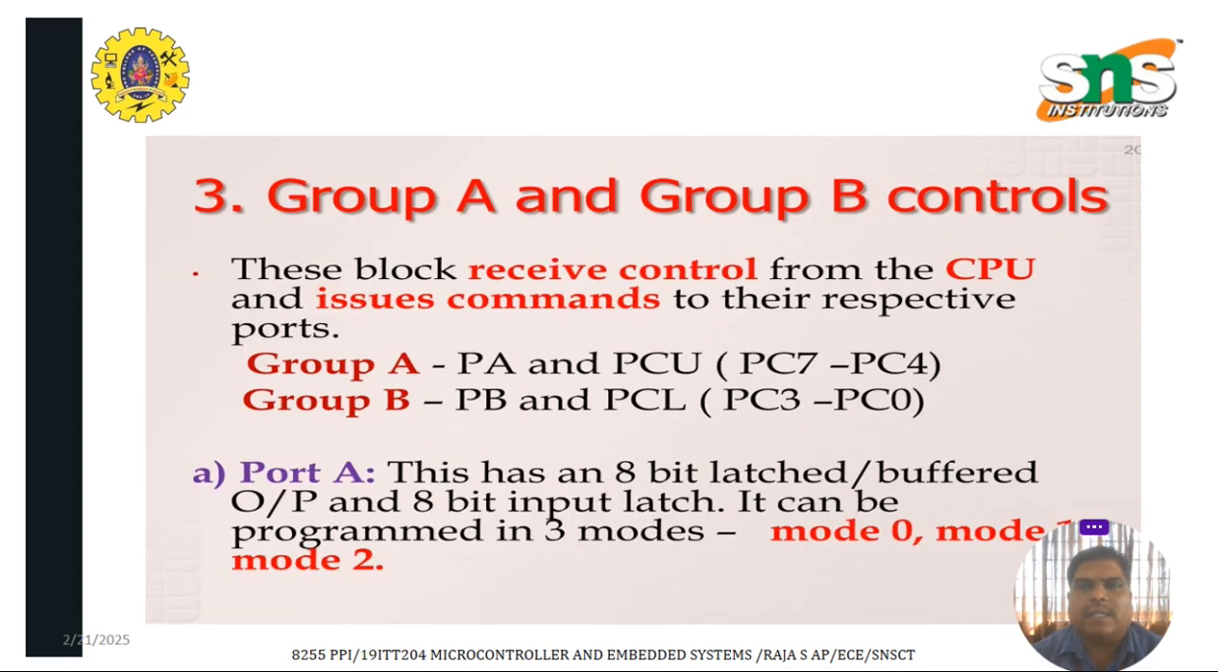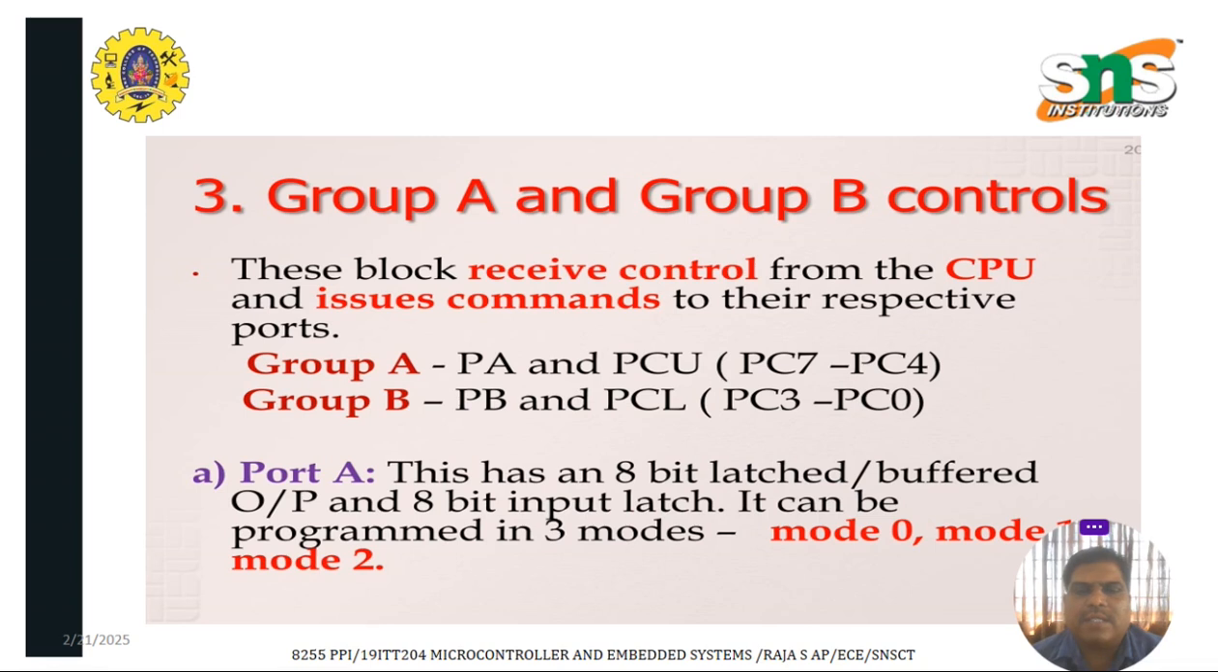Group A and group B controls. These blocks receive control from the CPU and issue commands to their respective ports. Group A: port A fully and port C upper part. Group B: port B fully and port C lower part.